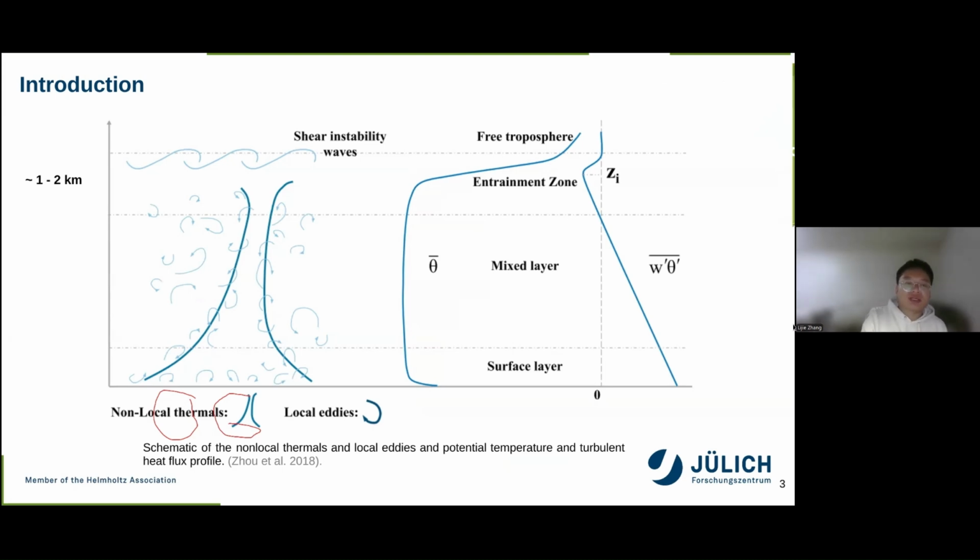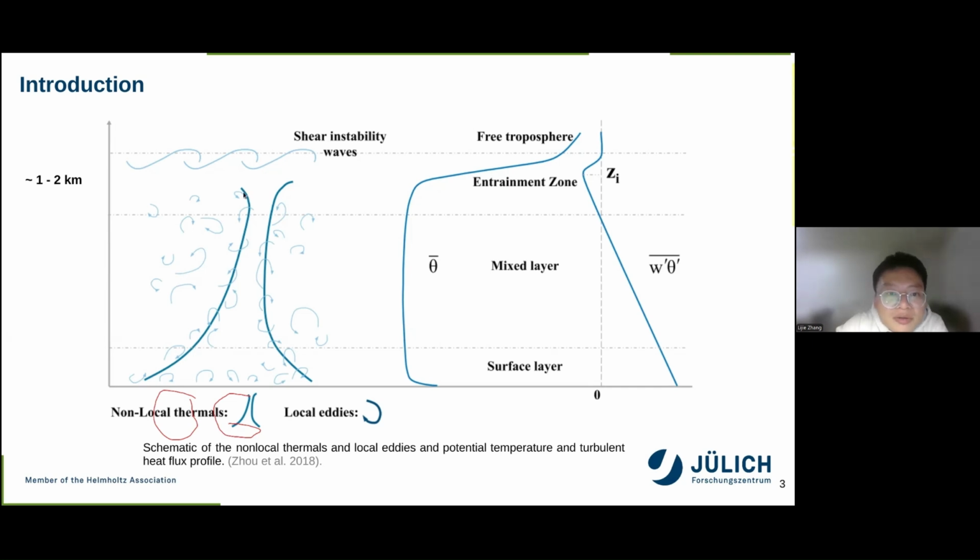Let's move back to the left side. The physical processes in the convective boundary layer can be decomposed into the non-local part and the local part. The non-local part normally comes from thermals, and the local part comes from the eddies. But people will be curious, where do the non-local thermals come from?